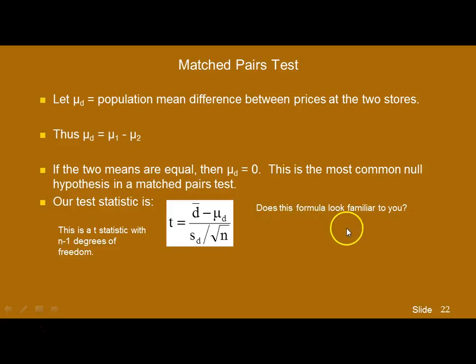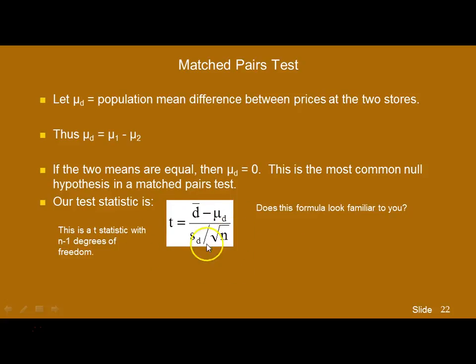I ask you over here, does this formula look familiar to you? And it should, because it's basically the same formula that we had back in Module 9 when we were doing hypothesis tests on a single mean, just the notation is a little different. Instead of x bar, we now have d bar. You subtract the hypothesized mean. And instead of s over the square root of n, we'll call it s_d to illustrate the fact that it's the standard deviation of the differences.